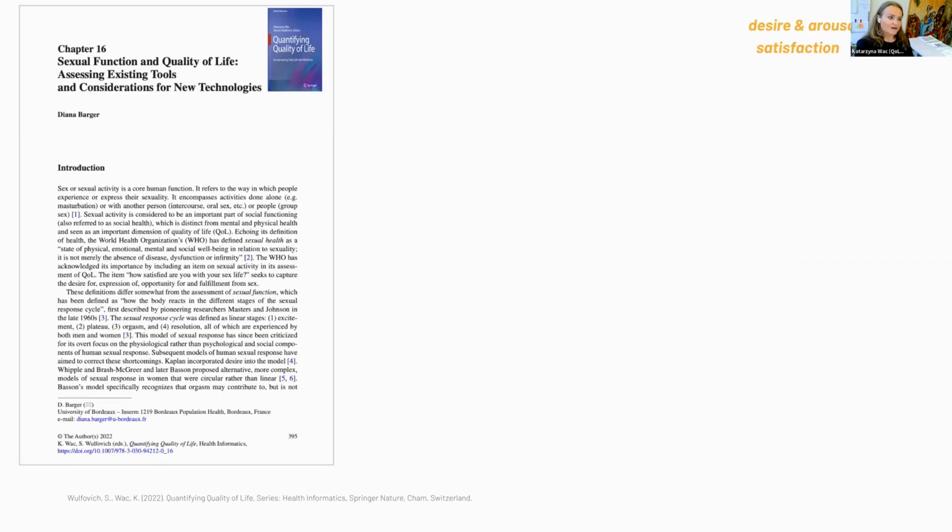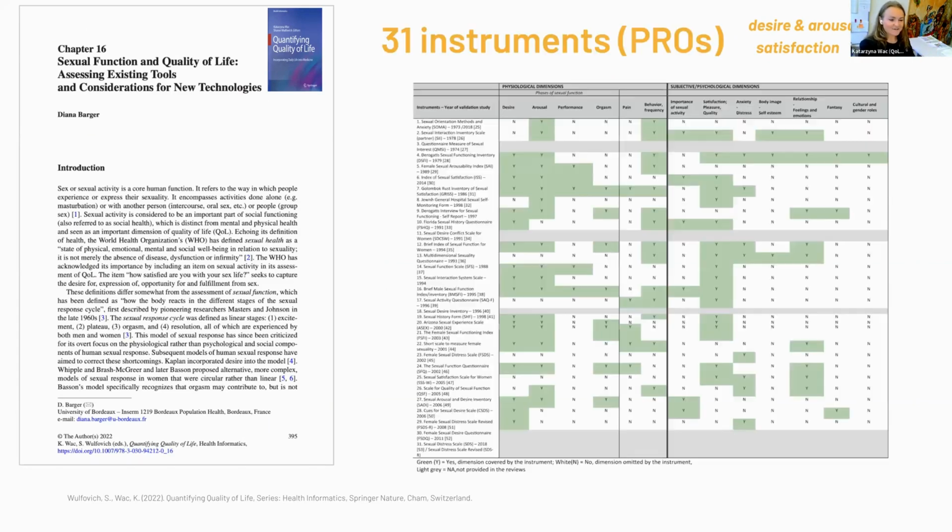I had an excellent chapter, number 16, hot off the press, exactly what we needed. Thirty-one different instruments, different questionnaires, and as the author pointed out very meticulously in a systematic literature review, some of them do not even have all these very important components, desire and arousal. When they have arousal, they don't have desire, or the other way around, as you can see in the columns. And there is also no real measure of satisfaction. It's just orgasm, which may not be satisfactory.